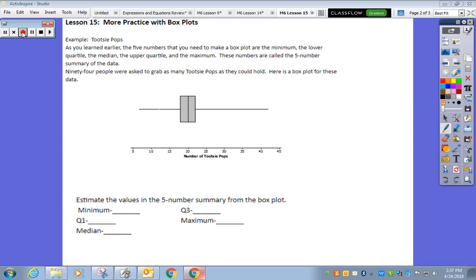So remember, your minimum is at the very beginning. Q1 is where this line meets the box. The median is that line in the center of the box. Q3, or the upper quartile, is where the box and the line meet. And then your maximum is at the end of the line.